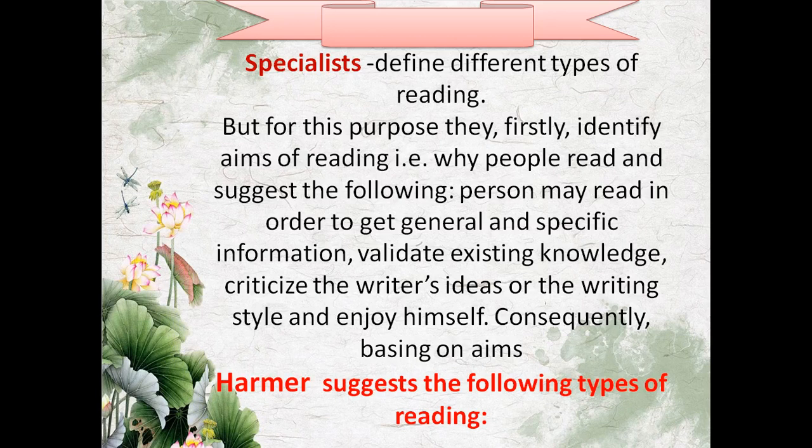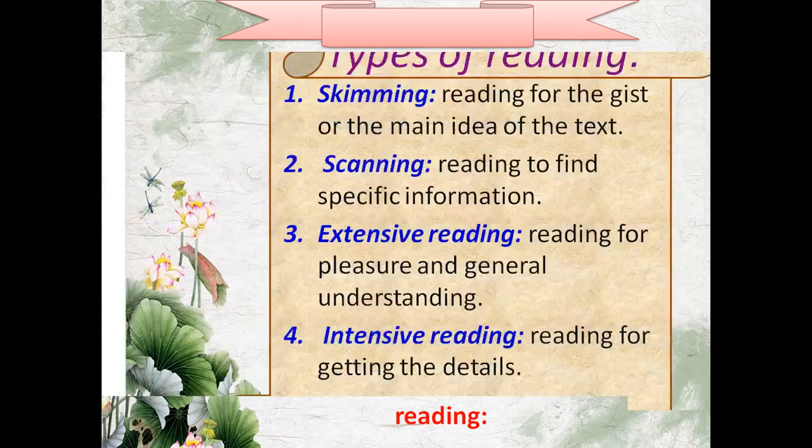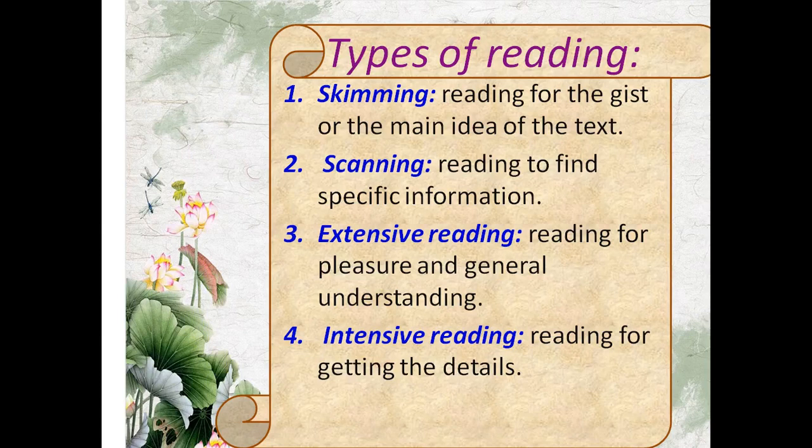Consequently, basing on aims, Harmer suggests the following types of reading: skimming, scanning, extensive reading, and intensive reading. Skimming is reading for the gist or the main idea of the text, scanning is reading to find specific information, extensive reading is for pleasure and general understanding, intensive reading is for getting the detail.